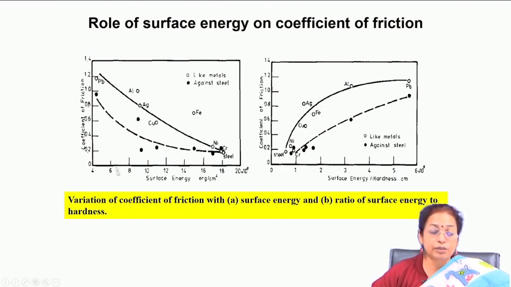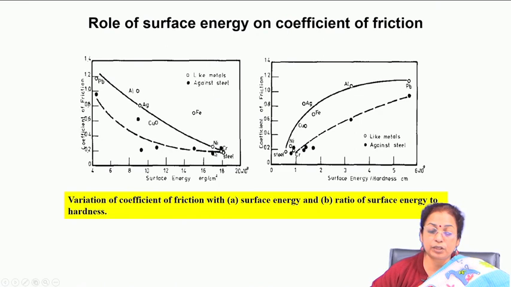For example, if you see the variation of coefficient of friction with surface energy, you will find that the higher the surface energy, the lower the coefficient of friction. Because the higher the surface energy, the more will be the tendency to reduce its energy when another surface is there on its surface, as a result of which you will find that there is less hindrance towards the motion. So, this is the reason behind the lowering of coefficient of friction with increased surface energy.